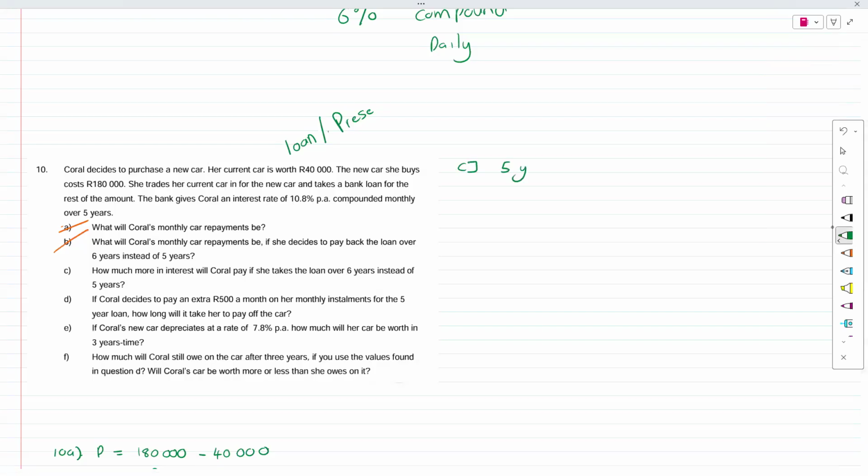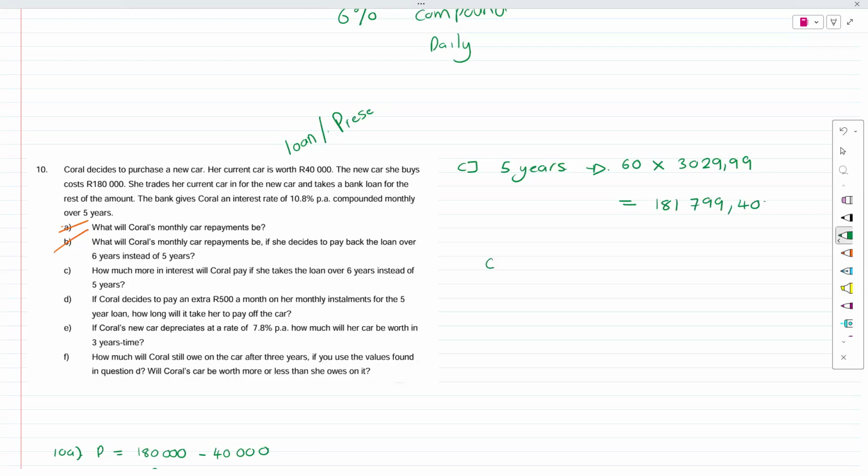Let's do the 5 years. So if we do the 5 years, it's quite simple. All I need to know is that this lady is going to say, okay, 5 years is 60 times, because 5 years is 60 months, guys, times 3,029 rand and 99 cents. And this answer is going to give me 181,799.40.